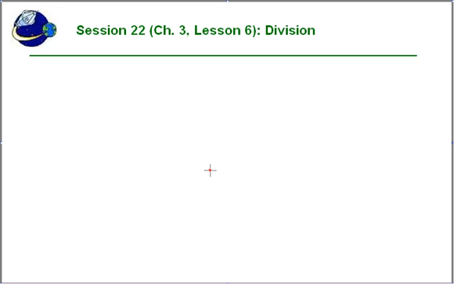In session 22, we're going to cover division, and in particular dividing when it includes negative numbers. This is going to be a very quick session, just as the previous session on multiplication was. It's going to be very straight and to the point.